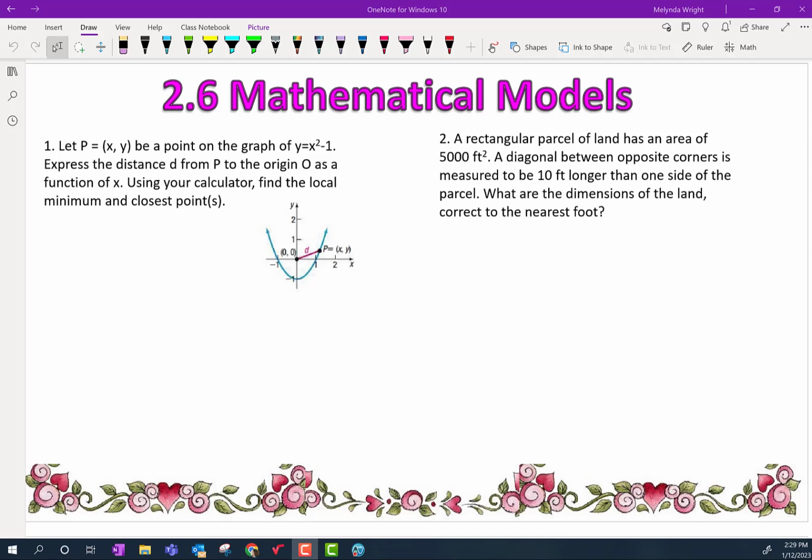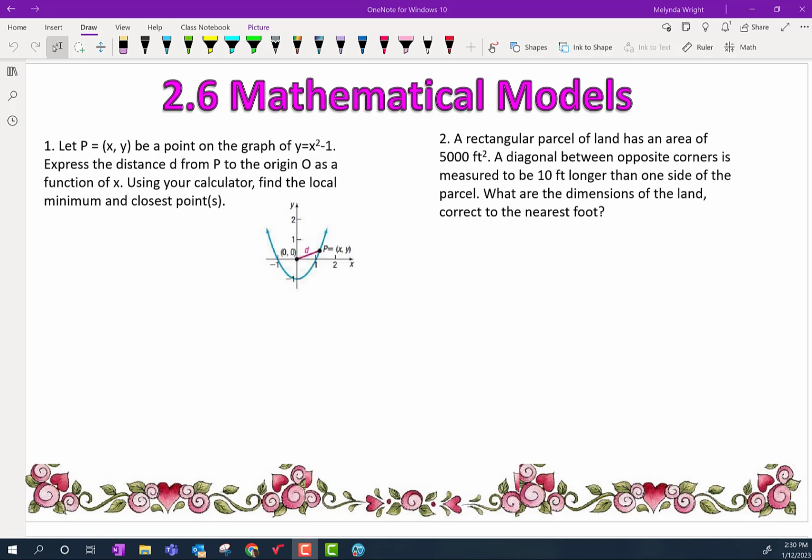All right, let's take a look at our lesson for today. We are going to be working with the section in our textbook called Mathematical Models. Basically what we're doing is working with word problems. The word problems in this section are a precursor to optimization problems in calculus that you will be working with next year.